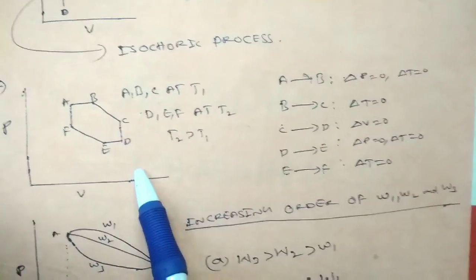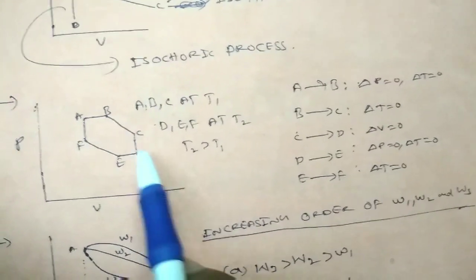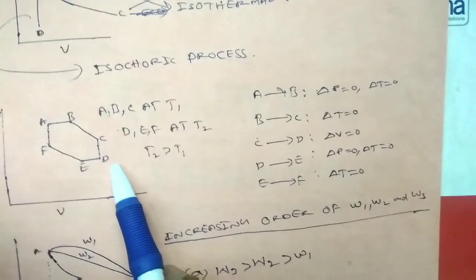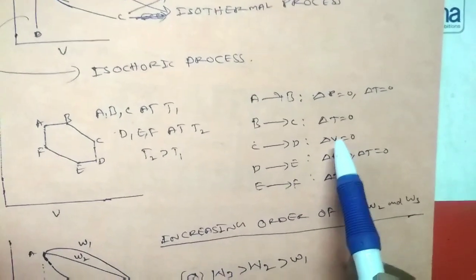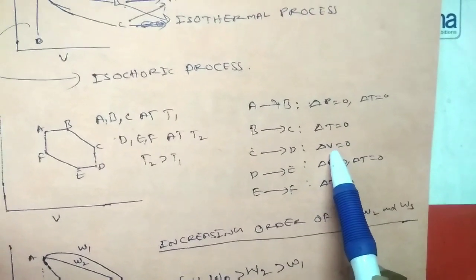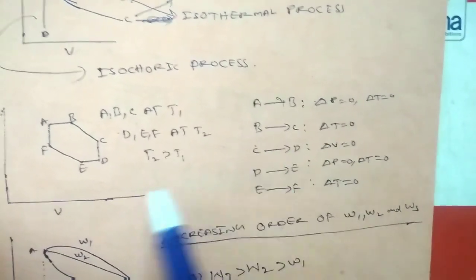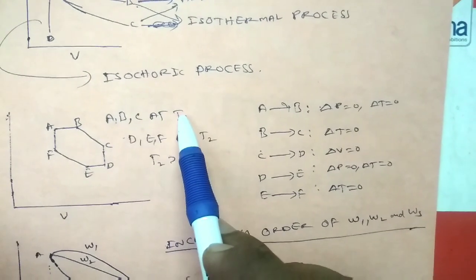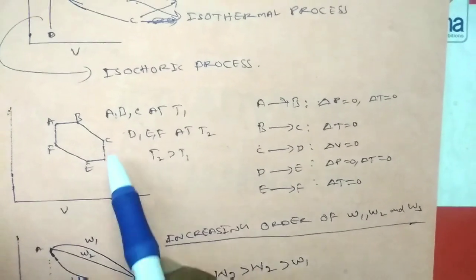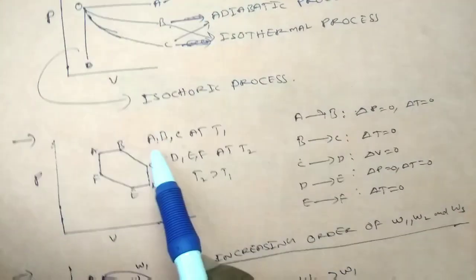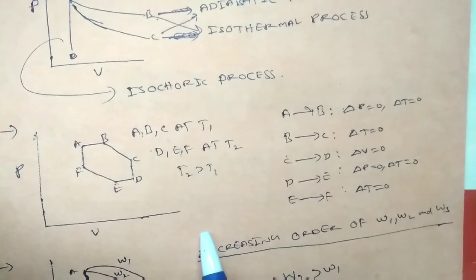Let us see C to D. What is happening? In C to D, volume is constant but pressure is changing, isn't it? So it is an isochoric process. C to D represents the isochoric process. The temperature also changes, because C is at T1 temperature and D is at T2 temperature, where T2 is greater than T1. So both are not at the same temperature, so this process cannot be isothermal. It is only isochoric.